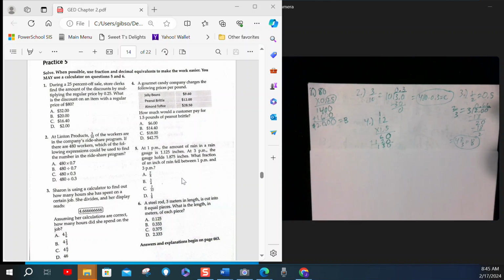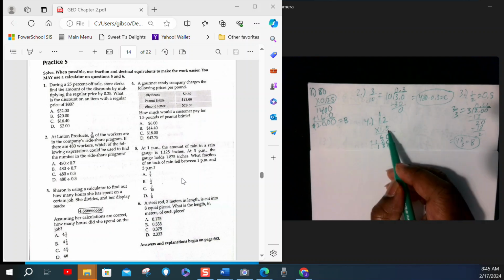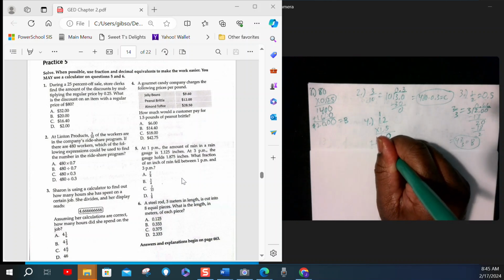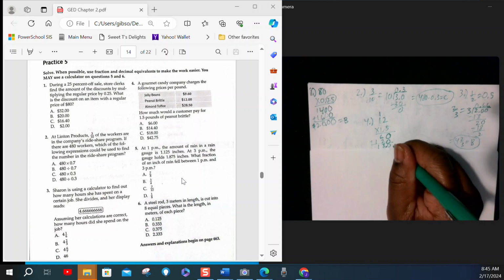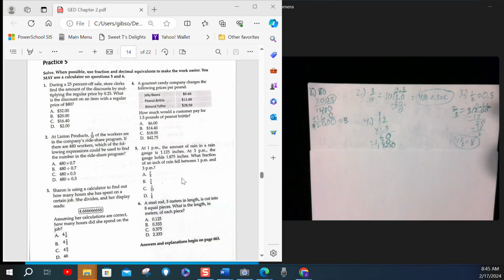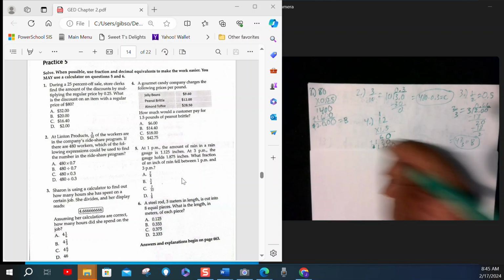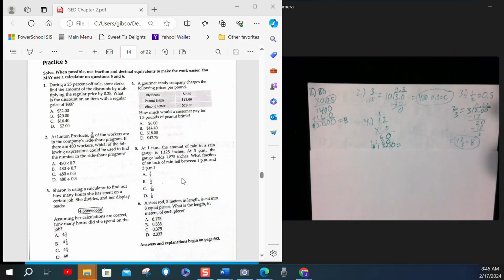So we have 180. So what we have to do is this here. We have to count how many digits we have behind the decimal here, which is 1. So it's 18.0. But we know with our money, we do 2 digits behind the decimal. So we add a 0 here, and it'll be $18, which is C. And that is your final answer for number 4.